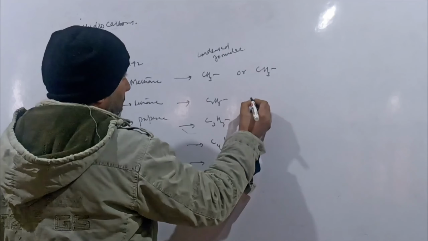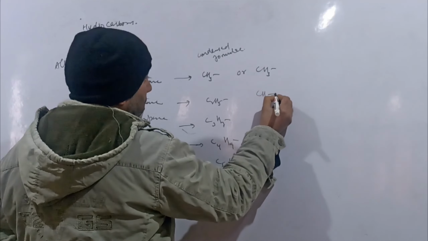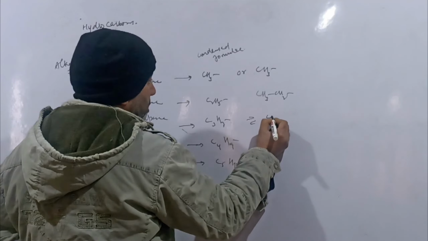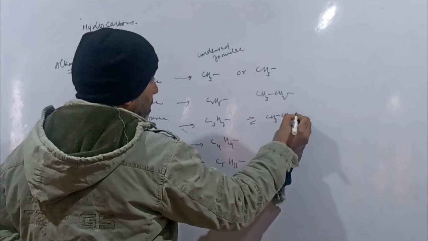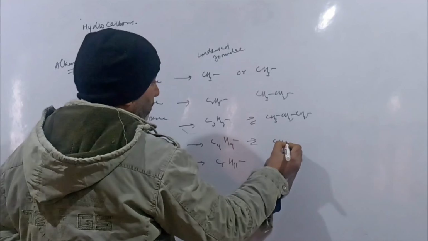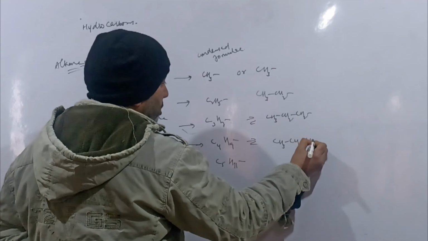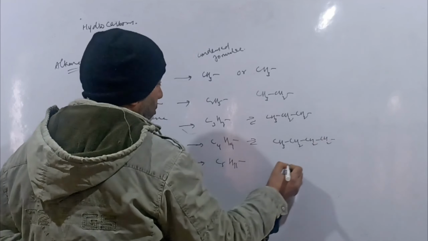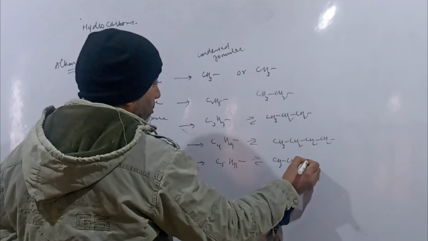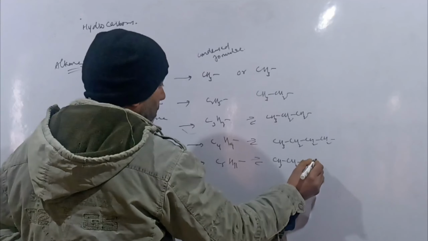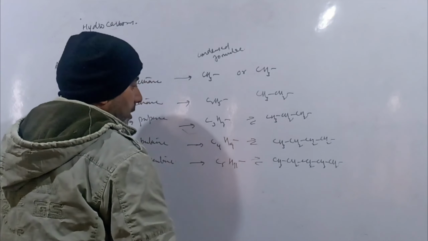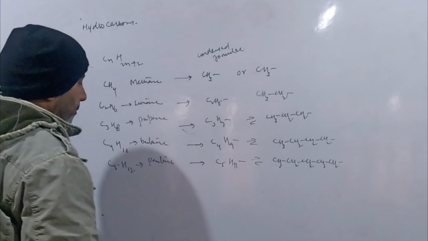Furthermore, we can draw them as this is CH3 single bond, CH2 single bond. In the similar sequence, this will become CH3 single bond CH2 single bond CH2 single bond. In the similar sequence, this will become CH3 single bond CH2 single bond CH2 single bond CH2 single bond. Then after this will become CH3 single bond CH2 single bond CH2 single bond CH2 single bond CH2 and so on: 1, 2, 3, 4, 5 carbon atoms.